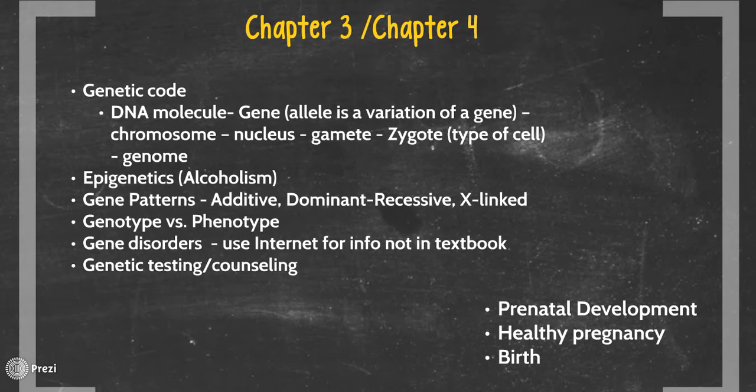mother because it's on the X chromosome, and it's passed down to the sons because they have a Y. So where the mom's X comes onto the son's Y, there's nothing on the Y to counteract that. And so those X-linked traits are really common to be passed down from mothers to sons.